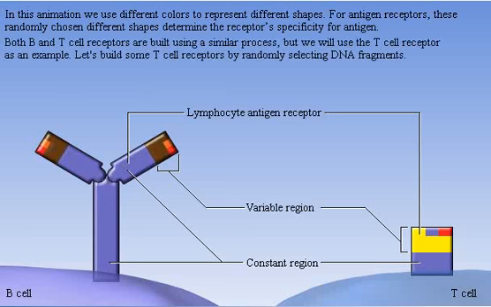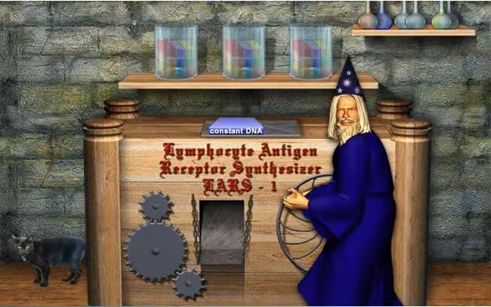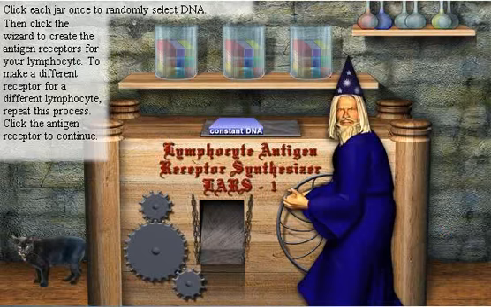Both B and T cell receptors are built using a similar process, but we will use the T cell receptor as an example. Let's build some T cell receptors by randomly selecting DNA fragments. Click the T cell. Click once on each jar to randomly select DNA. Then click the wizard to create the antigen receptors for your lymphocyte. To make a different receptor for a different lymphocyte, repeat this process. Click the antigen receptor to continue.